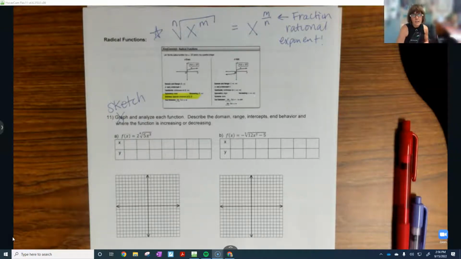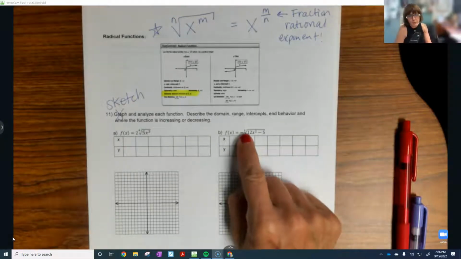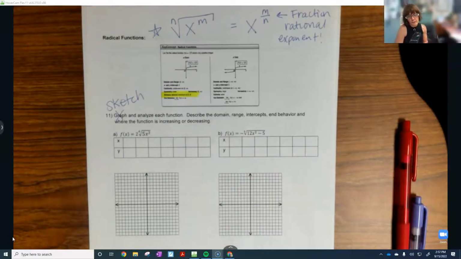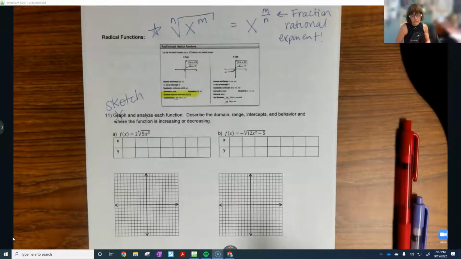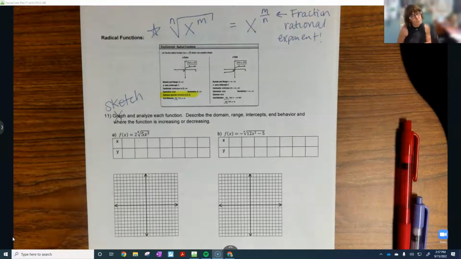Now, when it comes to Desmos, remember you have to turn in the very next page as part of your completed assignment. When it comes to Desmos, we're not going to be able to put in a third root there. So what we're going to have to do is make some changes in the way this looks. We're going to have to remember this rule.